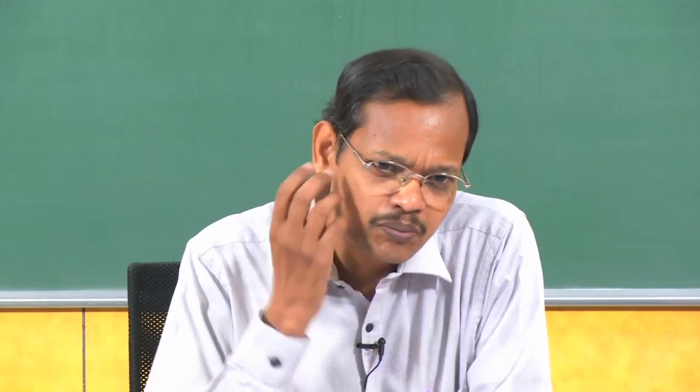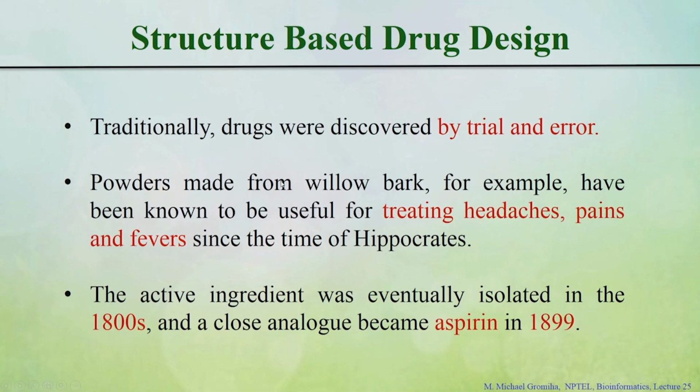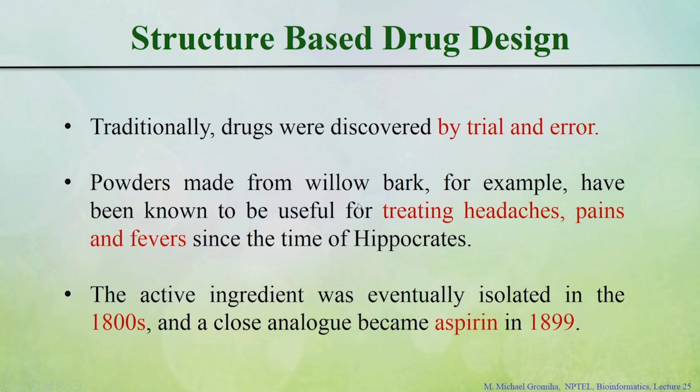Fine. So, how did the term structure based drug design emerge, how did they start to identify some compounds and how did they relate these small molecules or ligands to interact with the proteins in the discovery of structure based drug design? In earlier days they tried to check the drugs by trial and error methods. From the ancient days, if they were sick they would take some leaves and eat them. Even nowadays, there are so many medicinal compounds. Mainly the compounds are important, but if you eat these leaves and several other parts of these plants, they are used as potential drugs. So, they got powders made from willow bark, for example, useful for treating headaches, pains, fevers and so on in the earlier days.